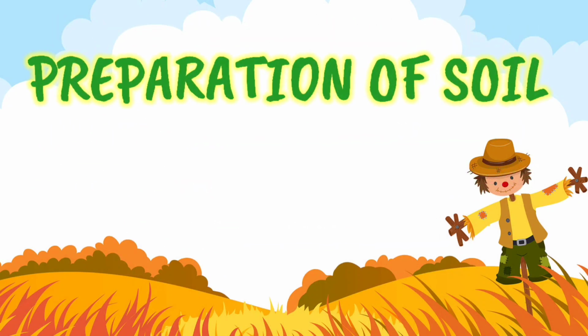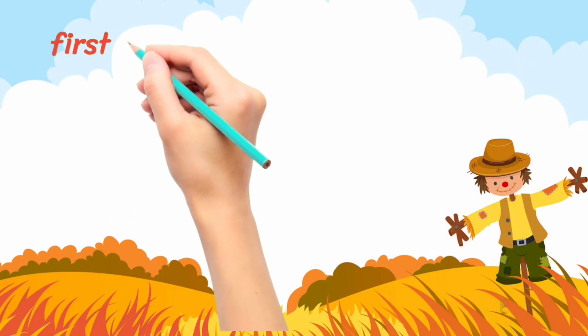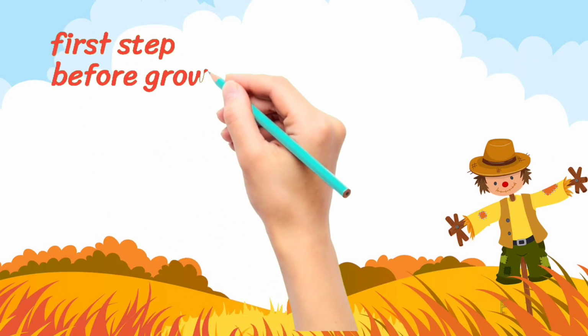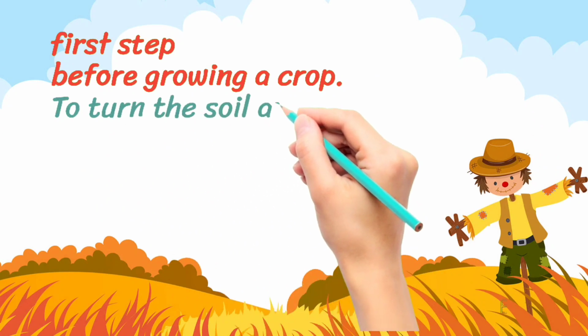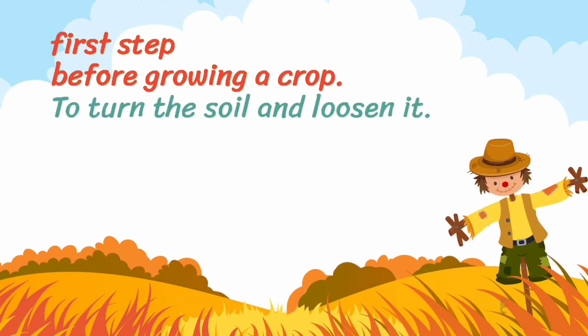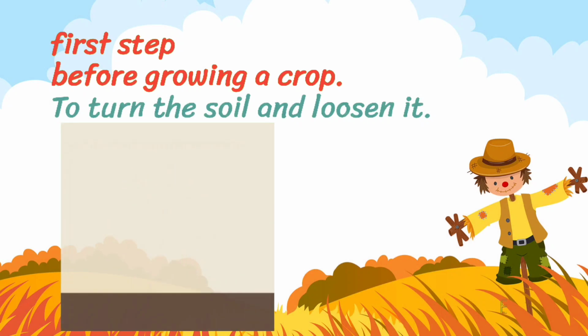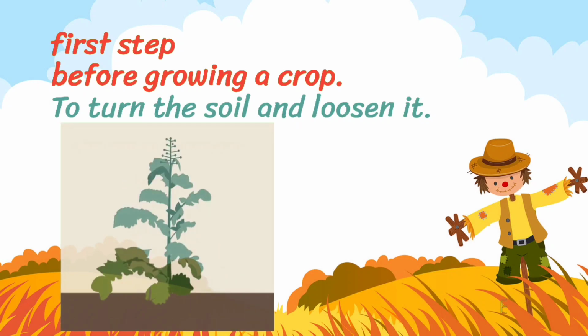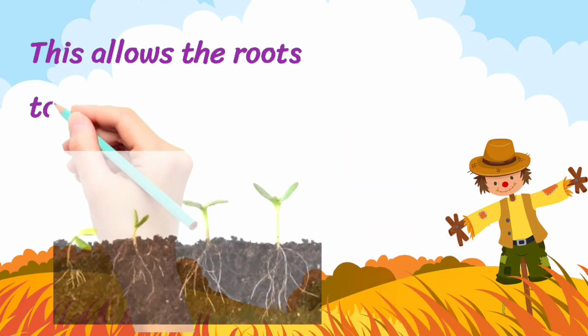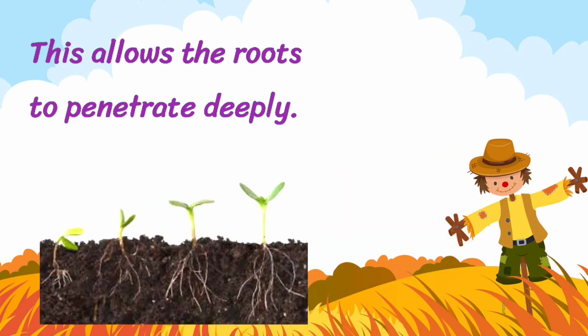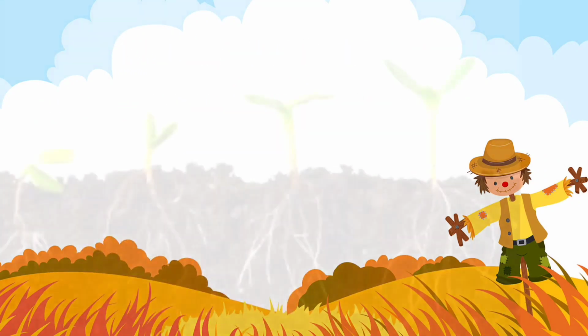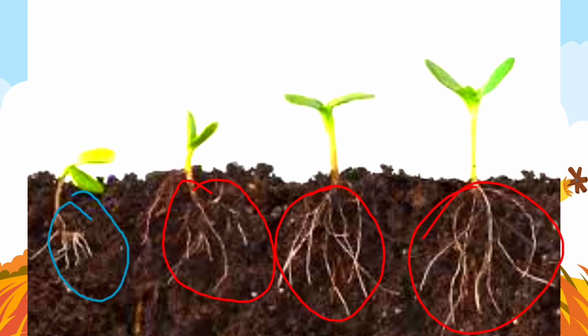Preparation of soil. The preparation of soil is the first step before growing a crop. One of the most important tasks in agriculture, it involves turning and loosening of soil. This allows the roots to breathe easily even when they go deep into the soil. As we know, a baby plant has very delicate and tender roots.